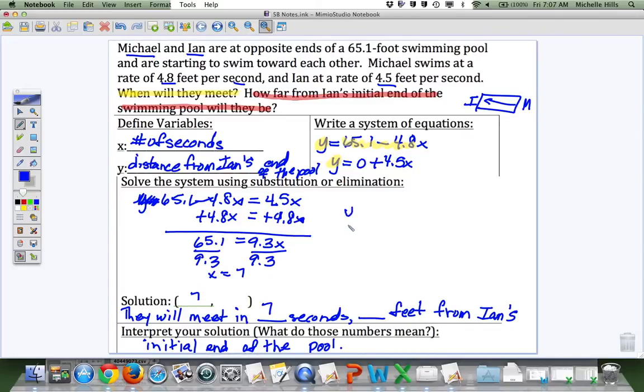To find y, y equals 4.5 times 7. And so if I take 7 and multiply it by 4.5, I get 31.5. So 31.5 is my y, which means they meet 31.5 feet from Ian's initial end of the pool.